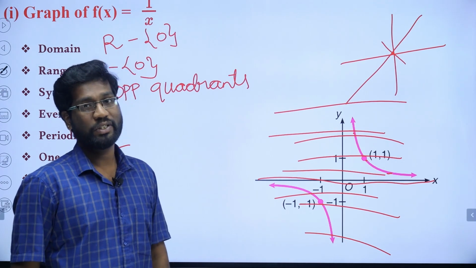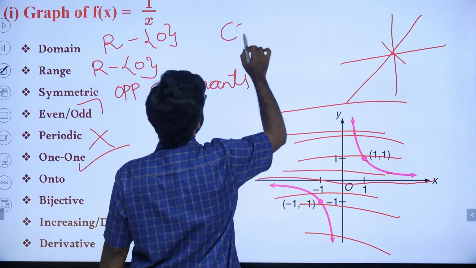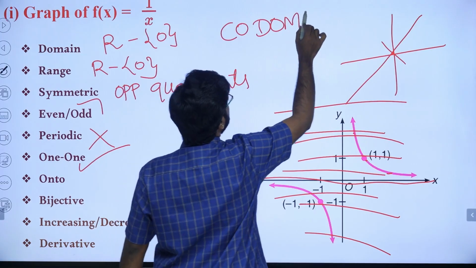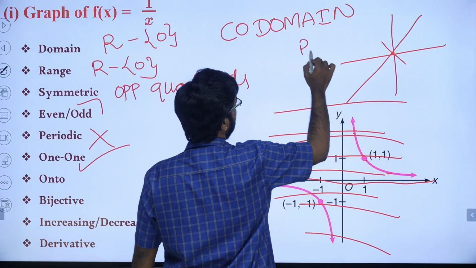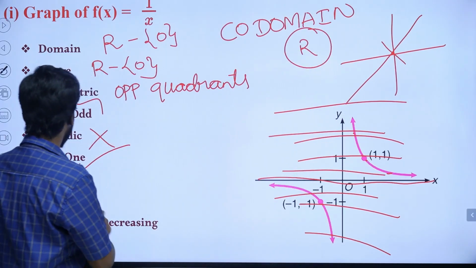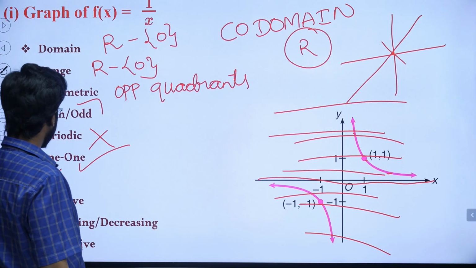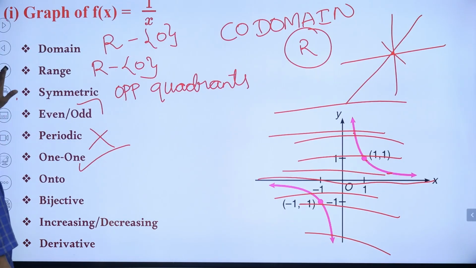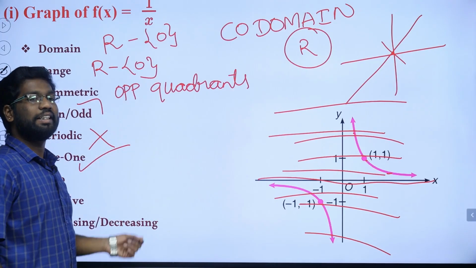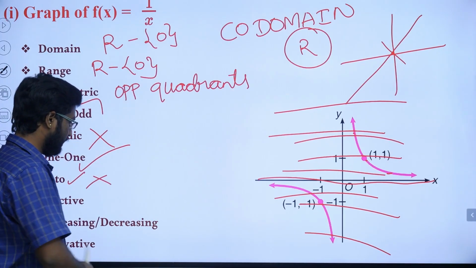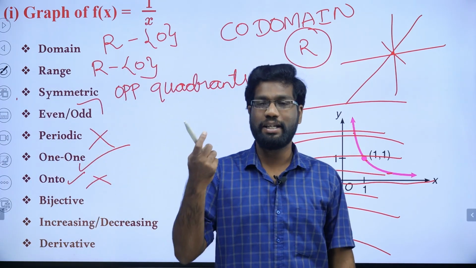So only I said, my dear students, here the codomain matters a lot. If maybe the codomain is R, my dear students, then this one is not an onto function. Maybe if the codomain is R minus 0, my dear students, then it's an onto function. So it depends, my dear students. Maybe it is an onto function or may not be. It depends upon the codomain.